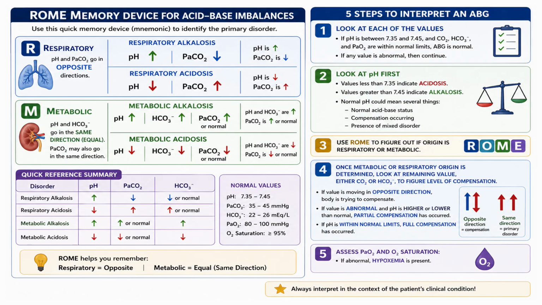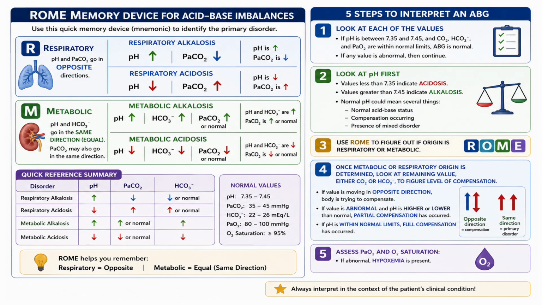So how do we interpret ABGs? There is a mnemonic called the ROME mnemonic, right? And we're going to go over this mnemonic over here. Respiratory opposite, metabolic equal, meaning the same direction. Respiratory opposite, metabolic equal. So let's look at it.